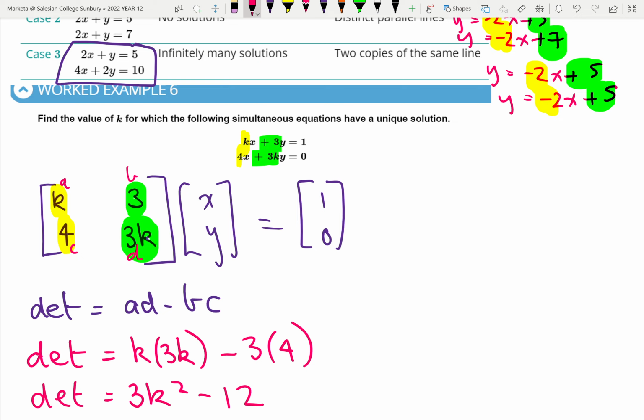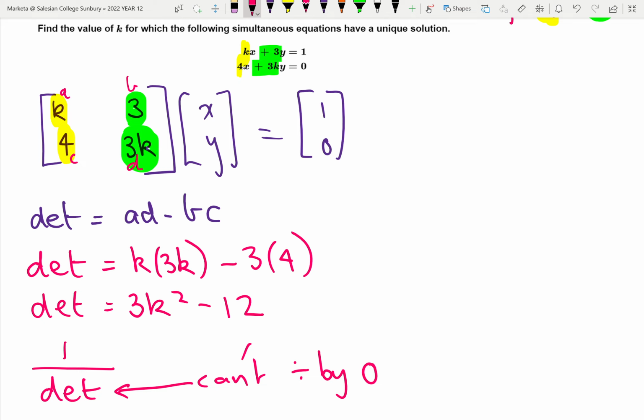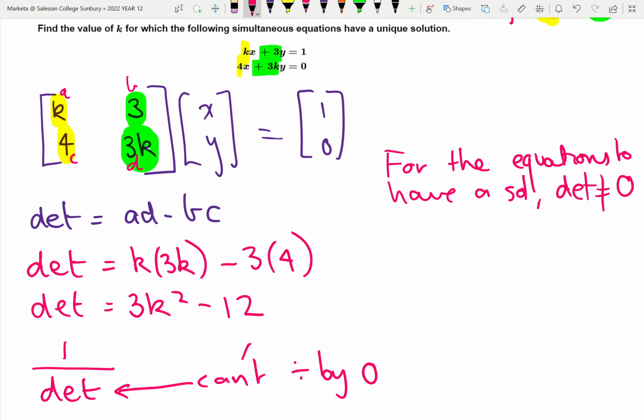When we use the determinant in solving for x and y using matrices, what we need is 1 over the determinant. And the point is that you can't divide by 0. That's a rule in methods you would have learned in year 11. Can't divide by 0. So that means that for the equations to have a solution, the determinant cannot equal 0. So we just do that: 3k squared minus 12 cannot equal 0. And then we can just solve and see what k cannot be.